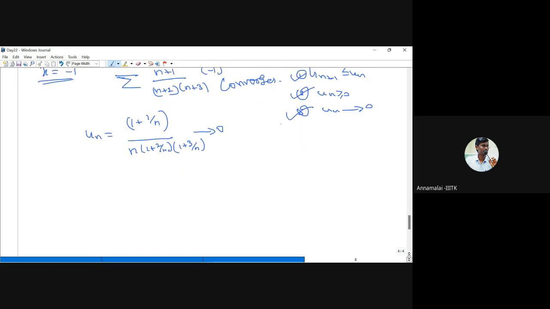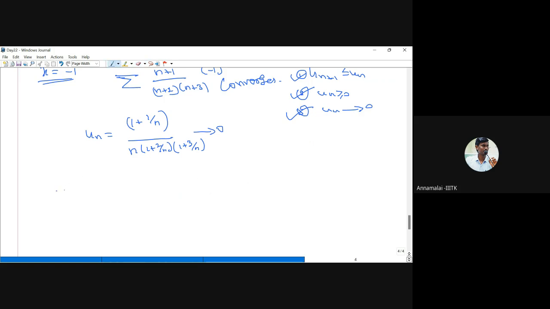Therefore, what is the interval of convergence? So, radius of convergence is r. Therefore, the open interval minus r comma r is the interval of convergence. That is nothing but open interval minus 1 comma plus 1. But here, minus 1 we have to include. That is closed at minus 1, because if x equal to minus 1, the series converges. Therefore, the interval of convergence is closed at minus 1 and open at 1.